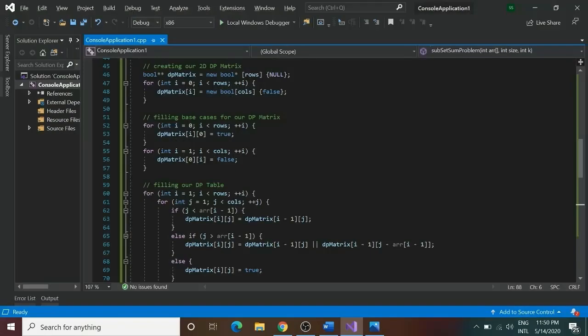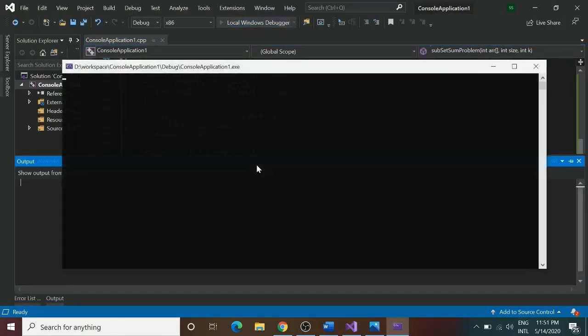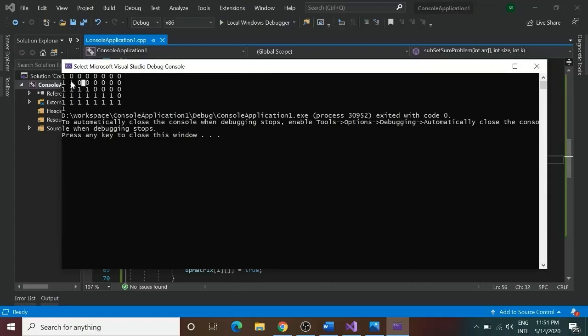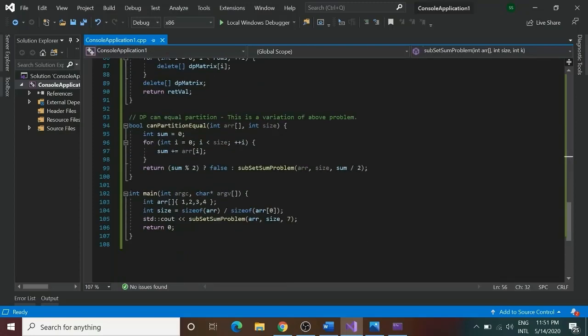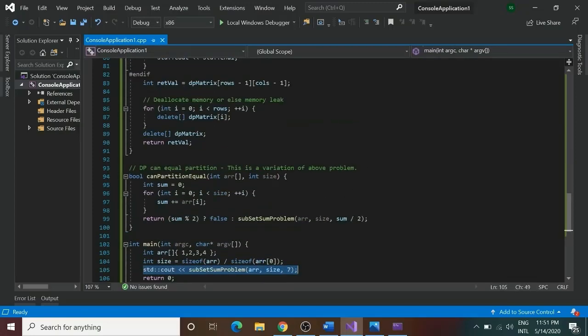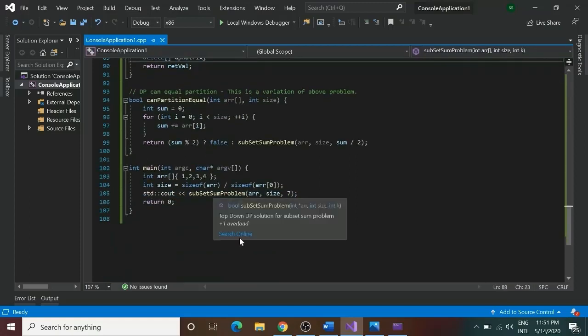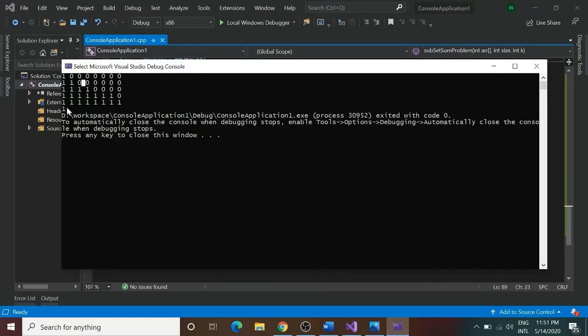So if we come back to the code, we can have a look at our matrix and its contents. So again, this first column and this first row was our base case. We populated our DP matrix, and this one states the intended subproblem. So what do we see over here? We have actually printed out the return value of this. And what did we return? We returned our DP matrix rows minus 1, cols minus 1. And hence, the return value of 1 states that yes, we could find 7 as the sum of a subset of 1, 2, 3, 4.